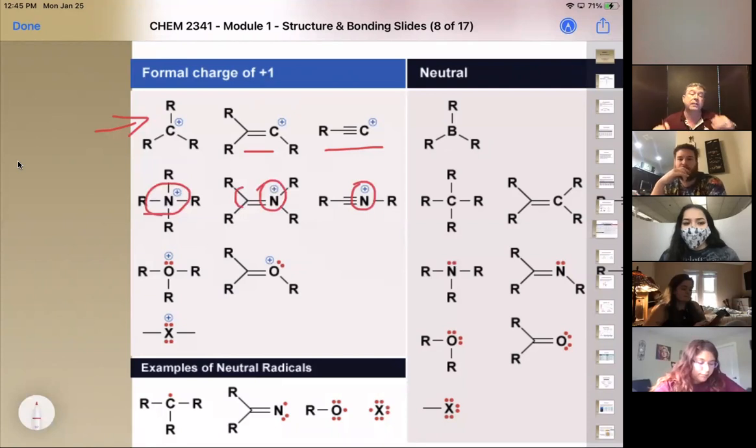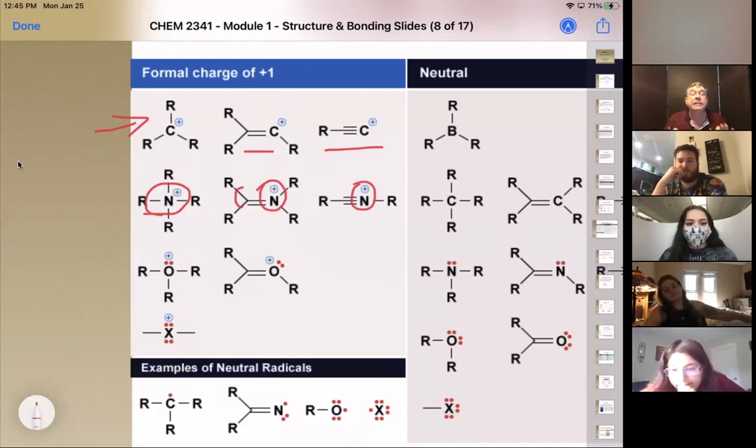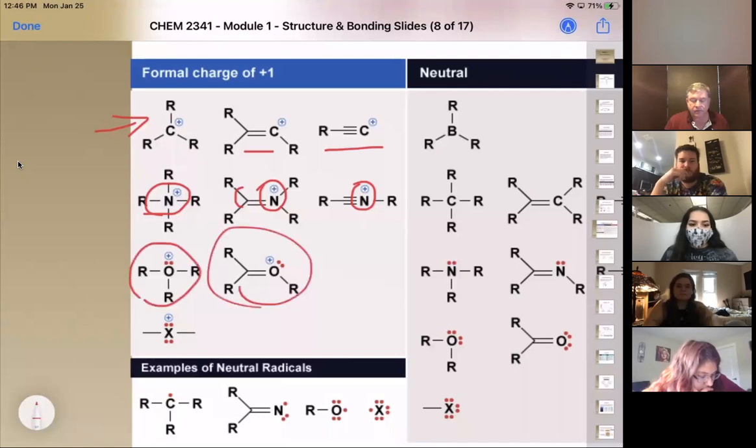Another way to think about that is nitrogen wants to bond 3 times and have a lone pair. If it shares that lone pair to make a bond, it's going to be down 1 electron and get a +1. Same is true for oxygen. Oxygen wants to bond twice and have 2 lone pairs. However, if you do bond it that 3rd time using that lone pair, it now has 1 electron less in its formal charge, and we end up with these positively charged oxygen species.